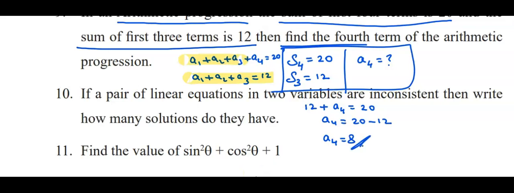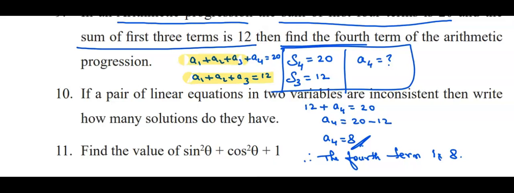So the correct answer is, what is the fourth term? Therefore the fourth term is 8. This is the correct answer. That's it. Copy these steps. Did you understand? Good. Now let me solve the next case.